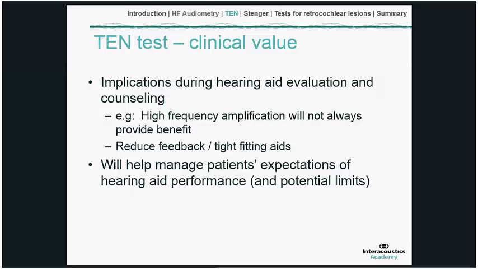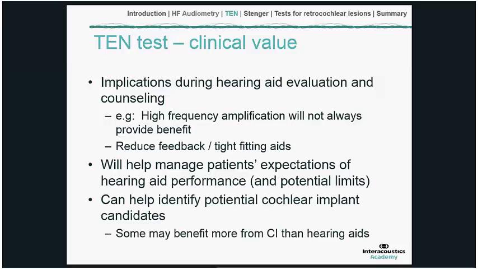Understanding whether a dead region is present can also be useful in counselling the patient in order to manage their expectations as to what can be achieved, as if there is a dead region, then that particular range of hearing is of course profound. And so in that case it can help as well in the identification of cochlear implant candidacy.